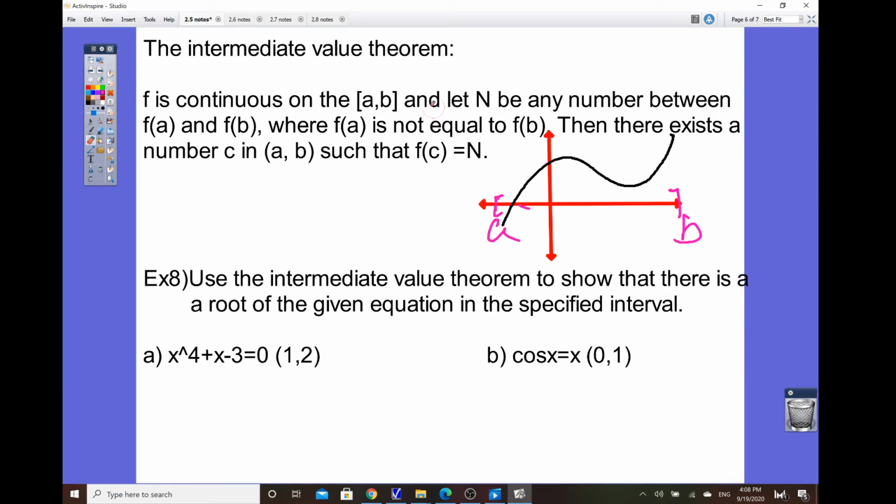And one thing for sure, let n be any number between f of a and f of b. So f of a here, so this position is what? A comma f of a, just like the xy values. And then up here, that would be considered b comma f of b. So there's a value n somewhere right here. Okay, n. Any number right between f of a and f of b. That's what we have, right between the range. So where f of a is not the same as f of b. So here's one of the criteria we need to satisfy. F of a does not equal f of b.